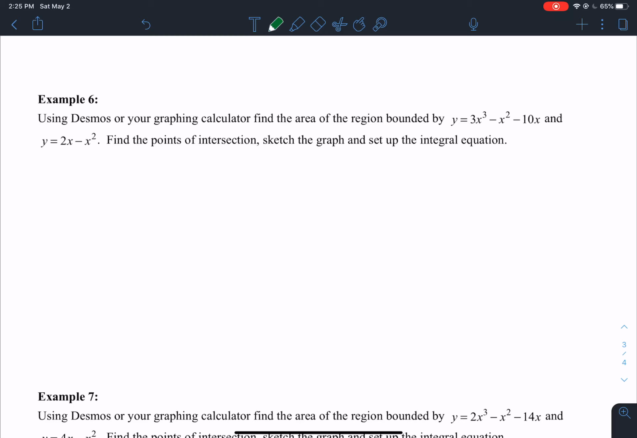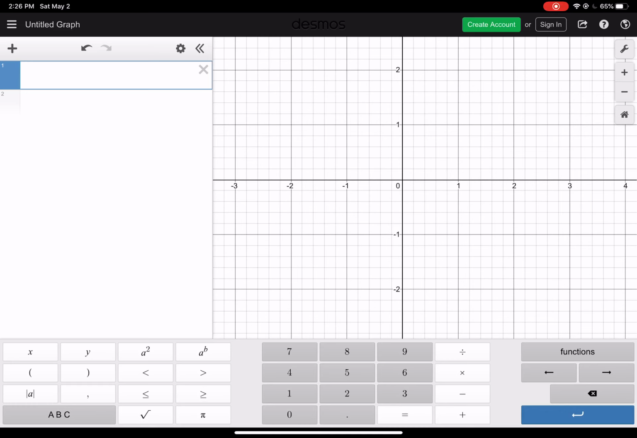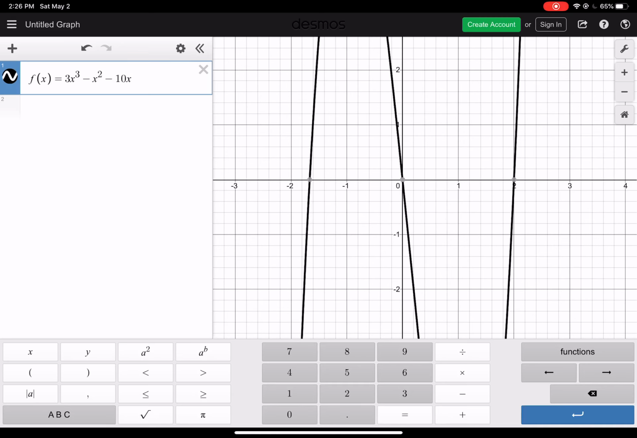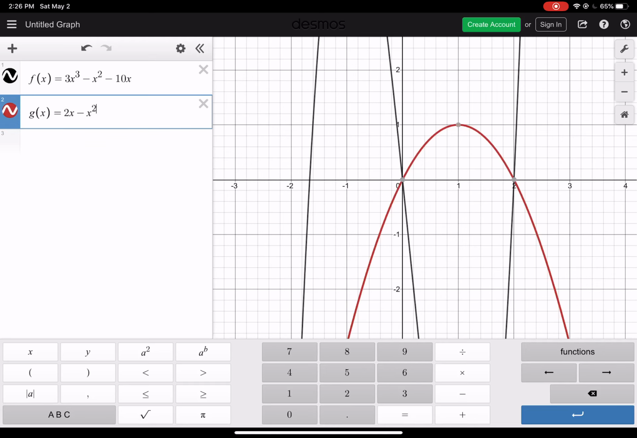Okay, so what I'm going to do is open up Desmos now. Now, I'm just going to give these a name. So the first equation, I'm going to call f of x: 3x cubed minus x squared minus 10x. So that's going to be the line in the black there. And then the second one, I'm going to call g of x, and that's going to be 2x minus x squared.